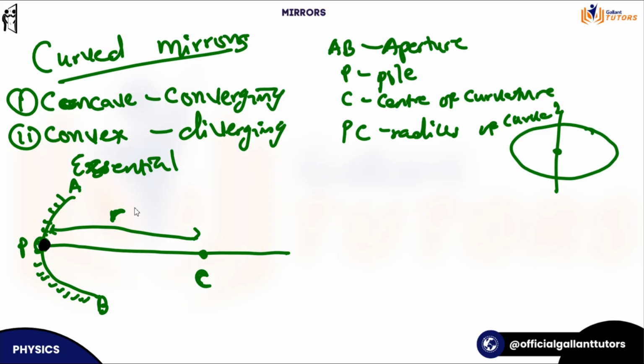Now, the principal axis. Most people do not really understand what the principal axis means. The principal axis is simply a line drawn from the pole to the center of curvature. This line here, let me use the black pen so you will see it, is known as the principal axis. Do not forget.